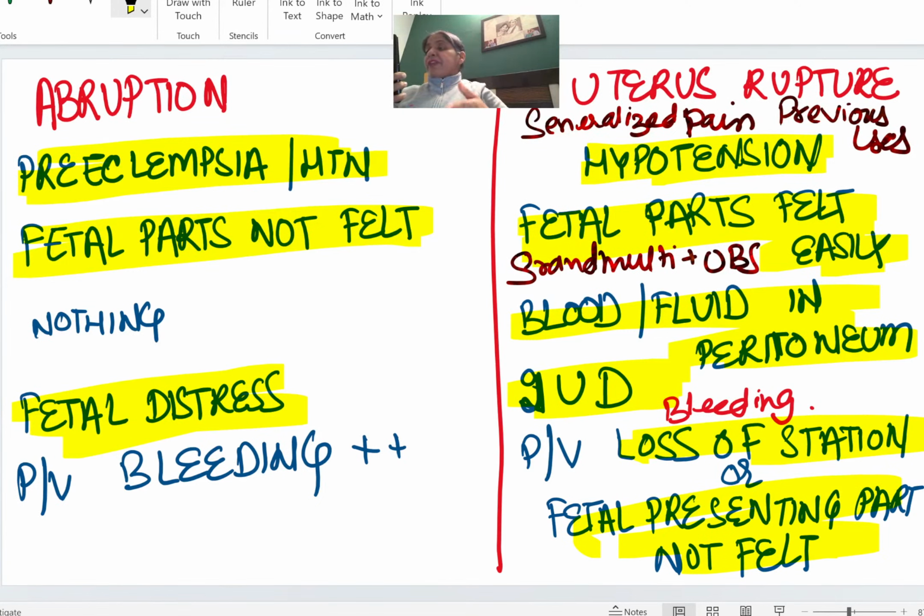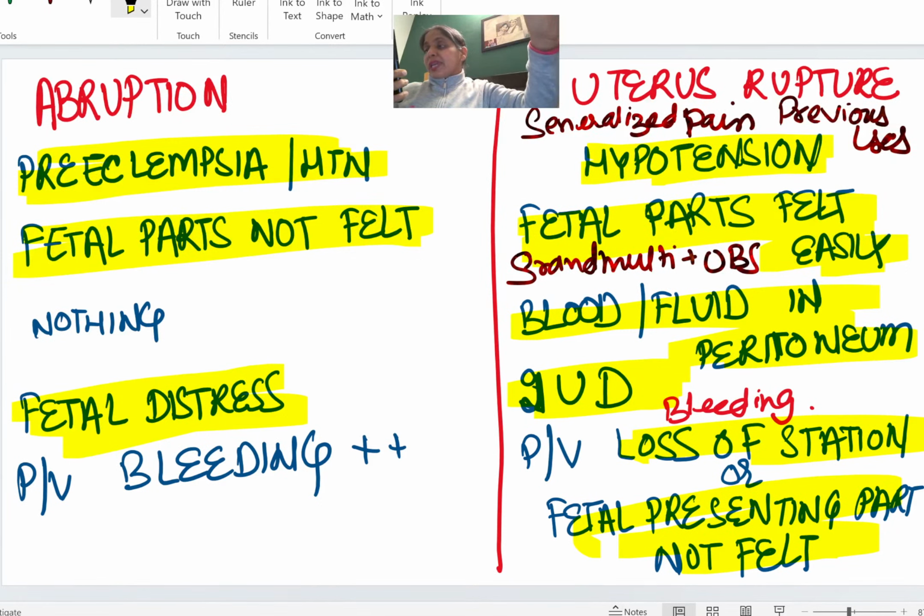Once again, let us differentiate between abruptio and uterus rupture. In abruptio, the BP is high. In uterus rupture, due to peritoneal hemorrhage, the BP is falling. In abruptio, the uterus is tender and fetal parts are not felt. In uterus rupture, the fetus has come into the peritoneal cavity, so the fetal parts are easily felt. Along with the fetus, blood and fluid are also in the peritoneal cavity. Once the fetus comes into the peritoneal cavity, the fetus expires.